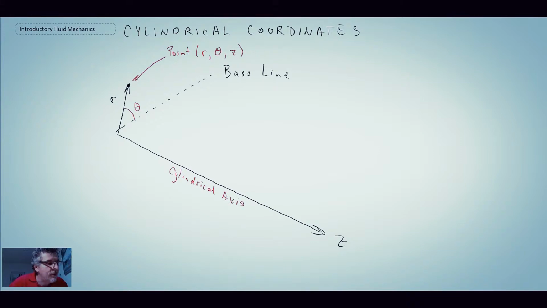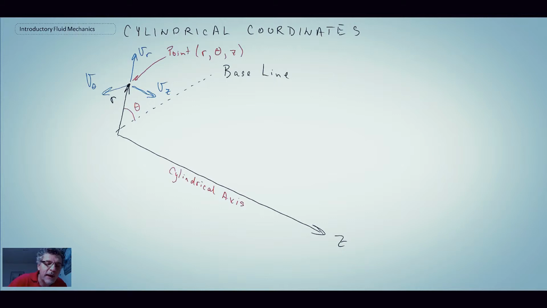So if we have that point, we can have velocity at that point. And with cylindrical coordinates, we show velocity in a slightly different manner. What we'll have is one velocity component in the radial direction, so that would be Vr. We will have velocity in the tangential direction, and that would be V theta. And then finally, we can have velocity going along our cylindrical axis, and in this case that would be Vz. So those would be the three components of velocity that we would have at that particular point.